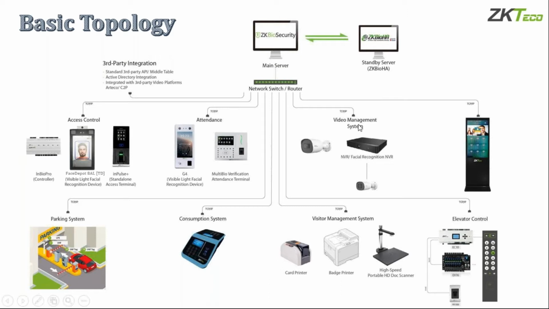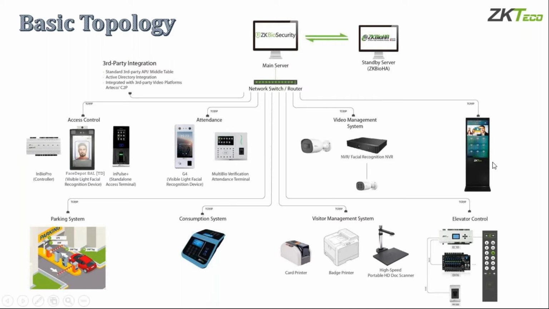Then to the extreme right, you can see the video management. So with the help of this software, you can do video management as well. What we need to do is just connect the IP cameras, either from ZK or a third party like Hikvision or Dahua. You can connect these cameras to the biosecurity software, and with the help of these cameras, you can manage the linkage settings as well.